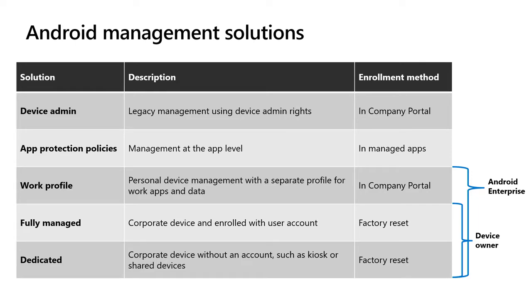The next option, and this is moving through now in lightest weight to most lockdown management, is app protection policies. So that's management at the app level. And then the bottom three options are solutions provided through Android Enterprise. The first being Work Profile, which is your option for managing personal devices through Android Enterprise that separates the personal and the work experience for users, as well as the data and apps.